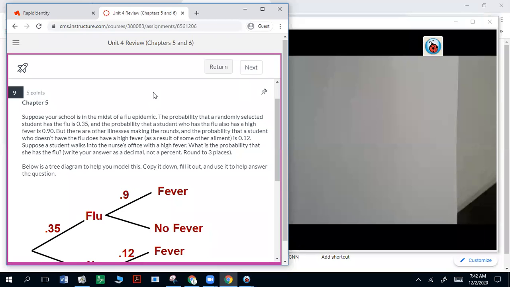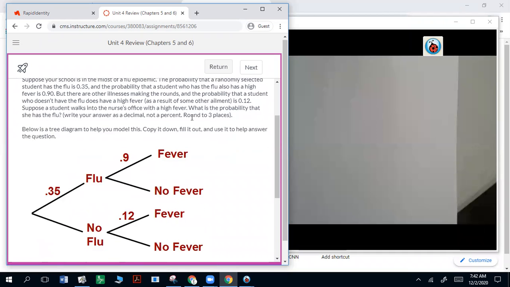Question number 9. Suppose your school is in the midst of a flu epidemic. The probability that a randomly selected student has the flu is 0.35, and the probability that a student who has the flu also has a high fever is 0.9. But there are other illnesses making the rounds, and the probability that a student who doesn't have the flu does have a high fever as a result of some other ailment is 0.12.